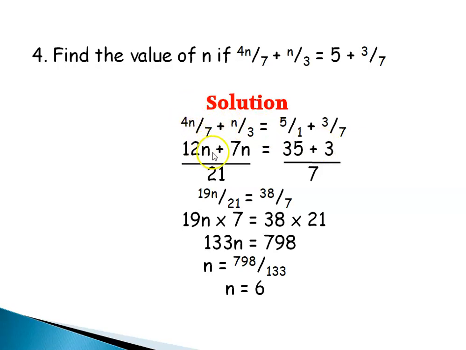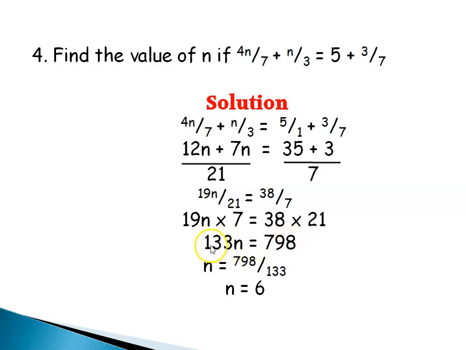So 12n plus 7n will give us 19n divided by 21. And then 35 plus 3 is 38 divided by 7. Okay, so at this point we can cross multiply such that 19n multiplied by 7 is equals to 38 times 21. 19n times 7 is 133n, and 38 times 21 is 798.